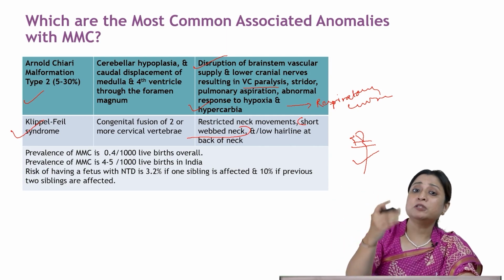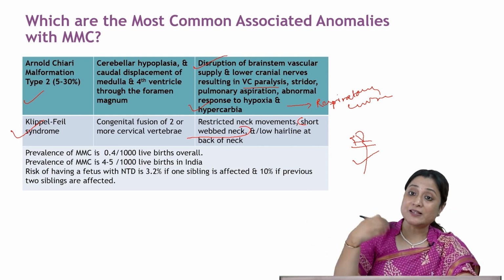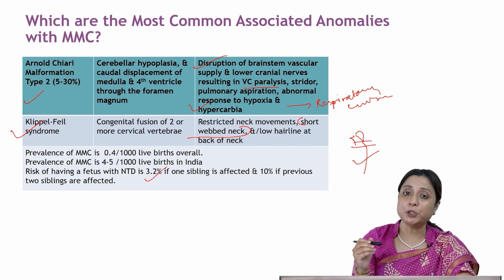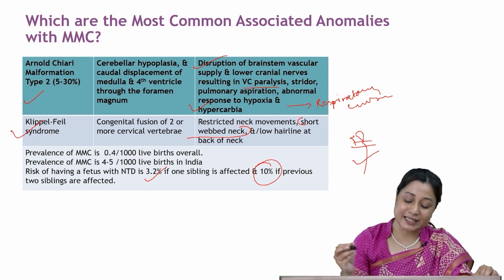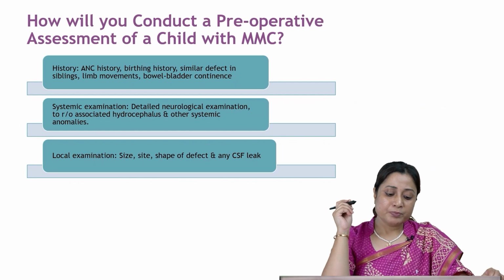Now, what is the risk? Suppose you have already had a child who has been born to you with meningomyelocele. Now, for the second sibling, the incidence increases by 3.2%. If you have 2 kids, then it definitely increases by around 10%. Point to be taken into consideration.